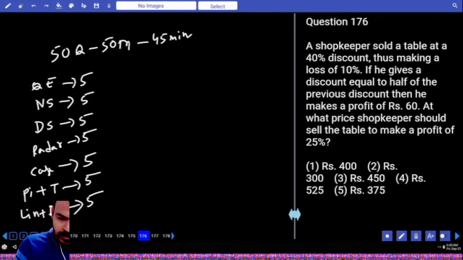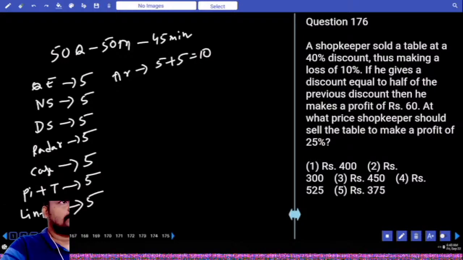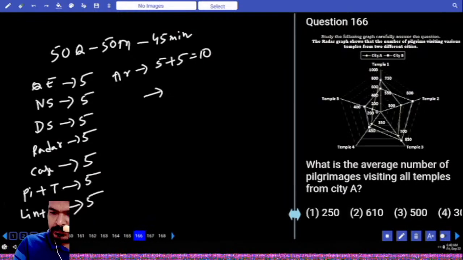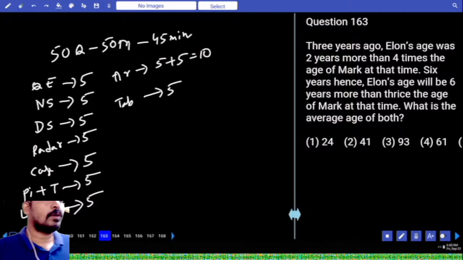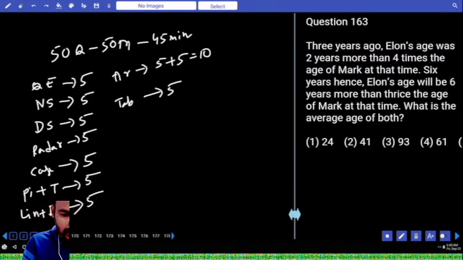Next, arithmetic questions. Arithmetic questions, 5 plus 5, total 10 questions. Okay. If time is left, at the end we do 10 questions. Last priority, variable based, variable and fixed based table. 5 questions. Okay. What is the first priority? Quadratic equations. Anyone need quadratic equations?